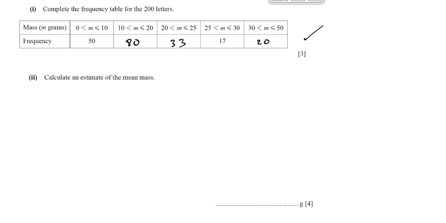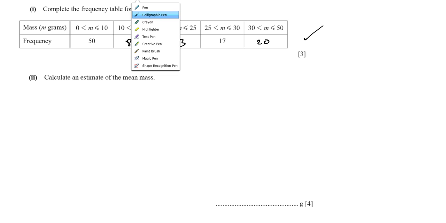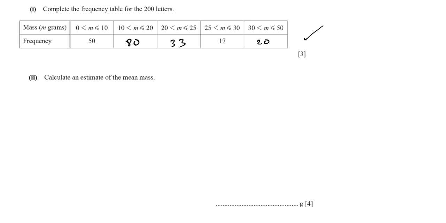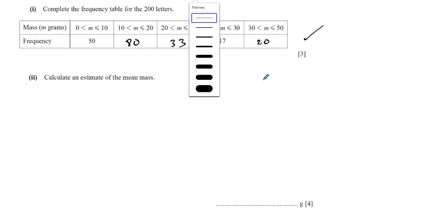Okay, so this is the same question, question number 5, same part, part A, but it's part 2 of B. It's 5B part 2. Part A we completed in the earlier video. Now, in this question we have to find an estimate of the mean mass. So, here we are.